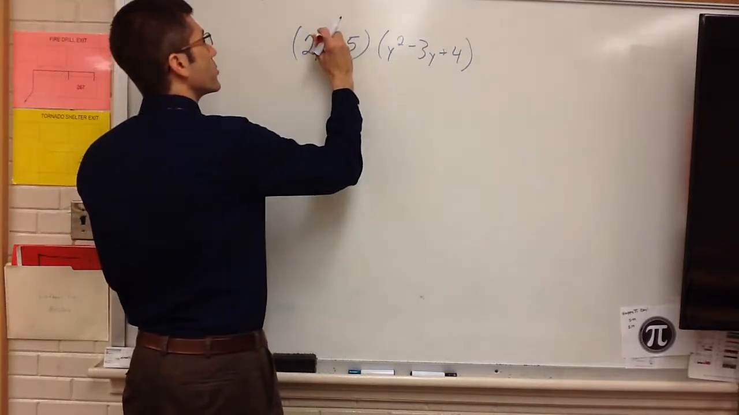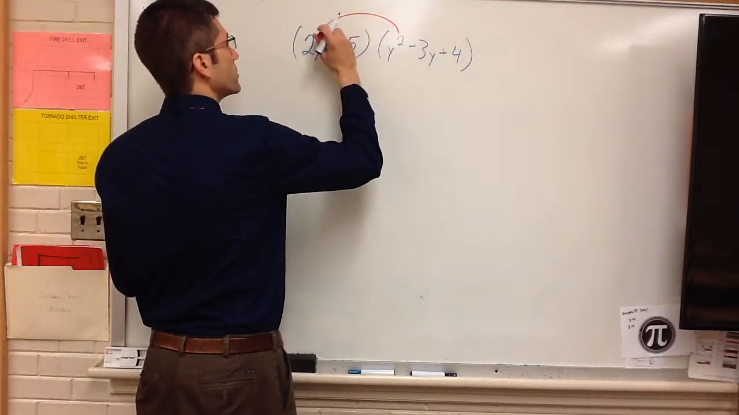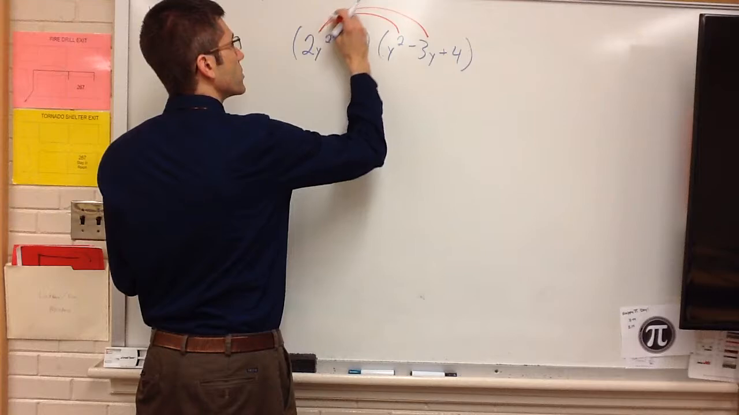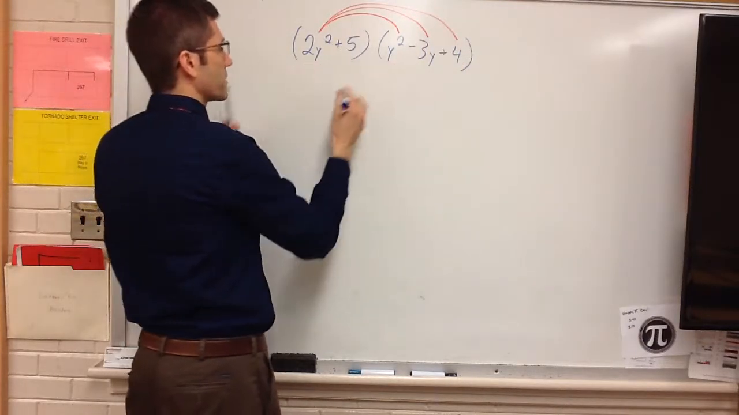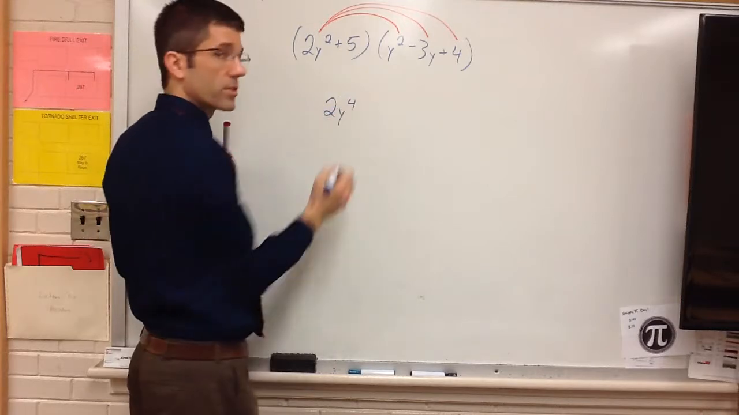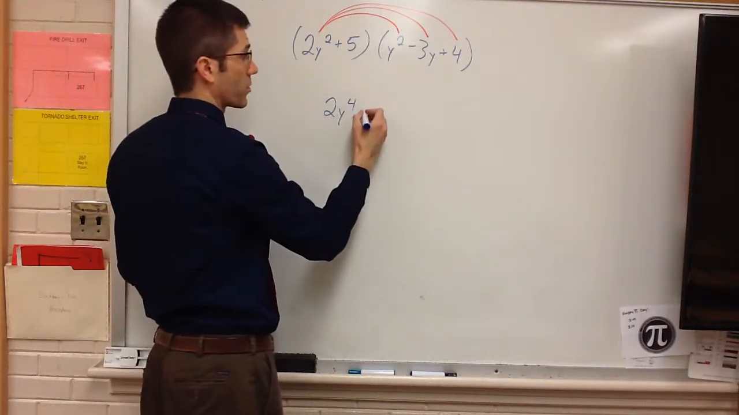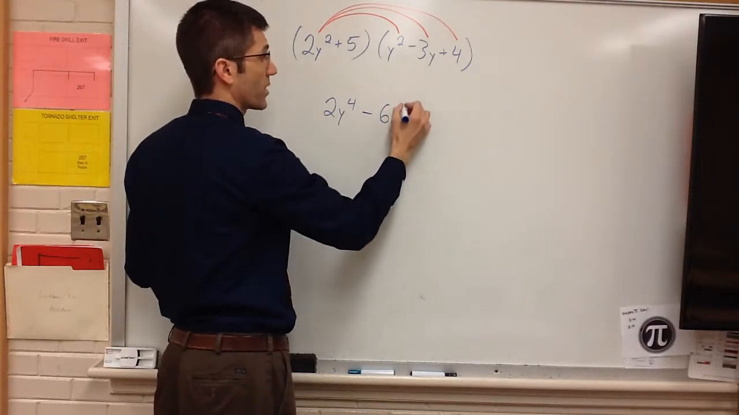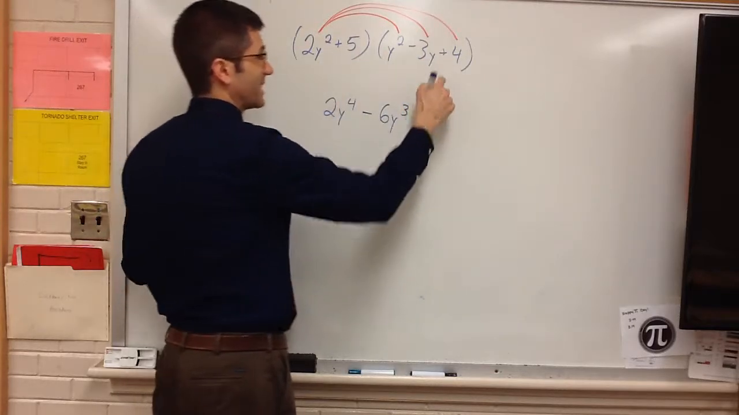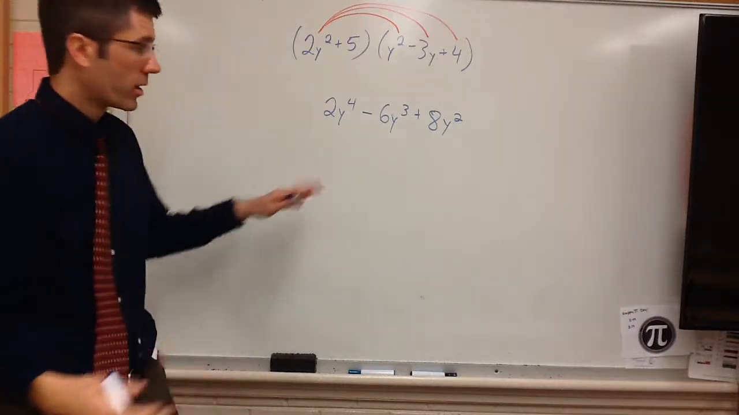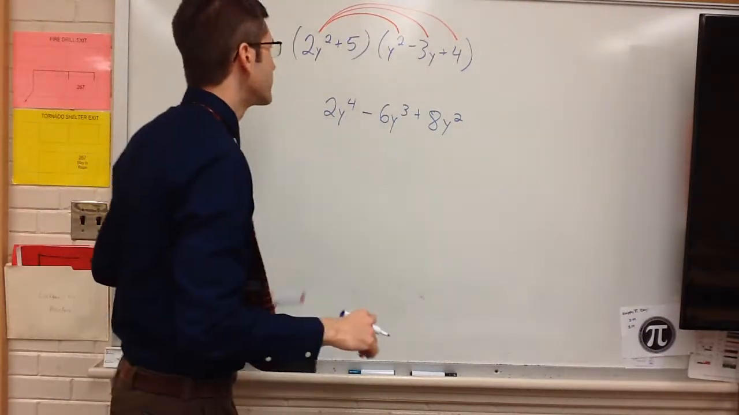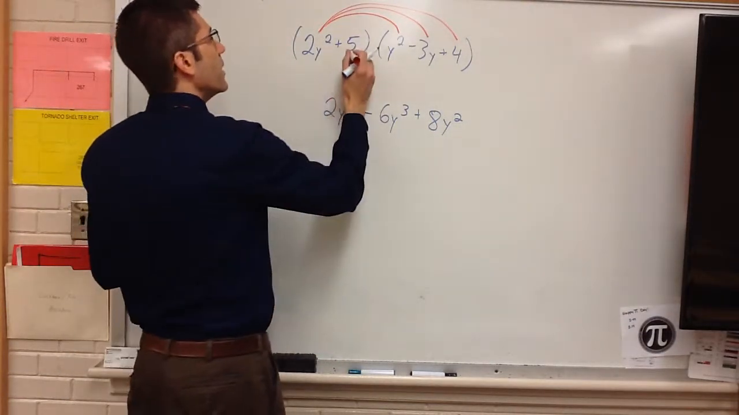So 2y squared times y squared. 2y squared times negative 3y. 2y squared times 4. All right. 2y squared times y squared is 2y to the 4th. 2y squared times negative 3 is negative 6y to the 3rd. This times this gives me 8y squared. Okay. Just worth noting, no like terms yet. I expected that.